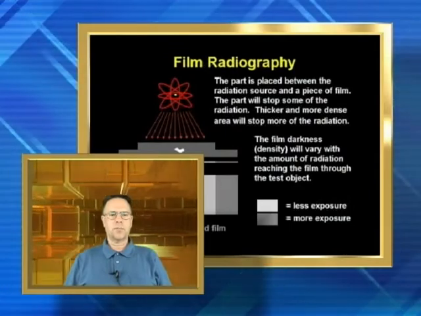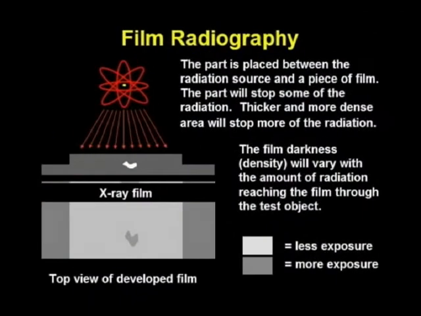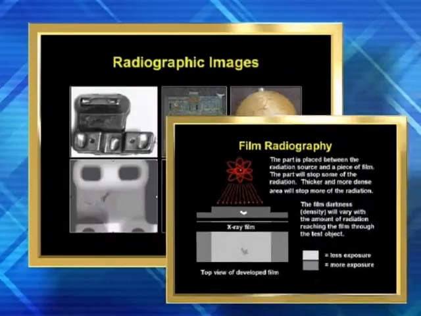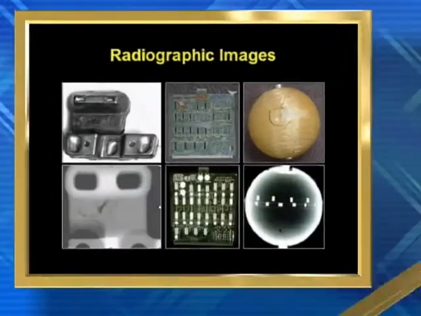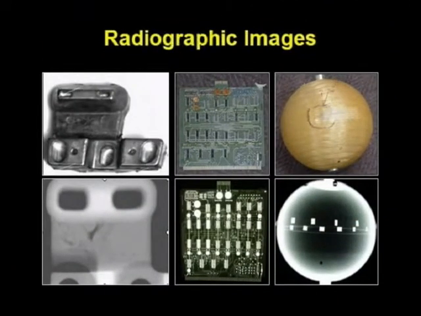In film radiography, the part is placed between the radiation source and the film. Thicker or more dense regions of the part result in less exposure of the film. Here are some photographic and radiographic images of a few parts.